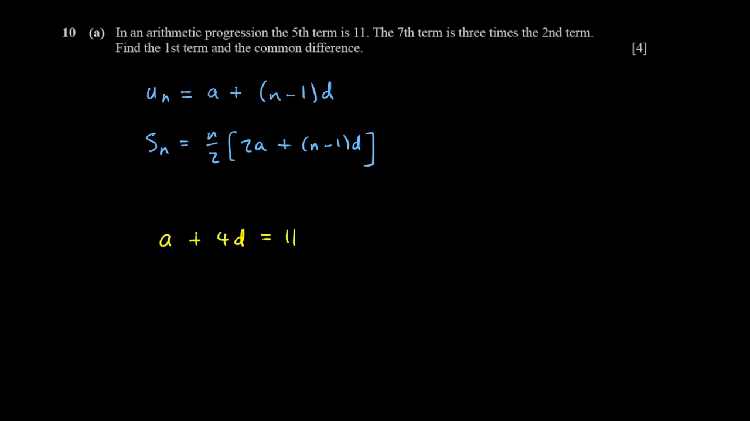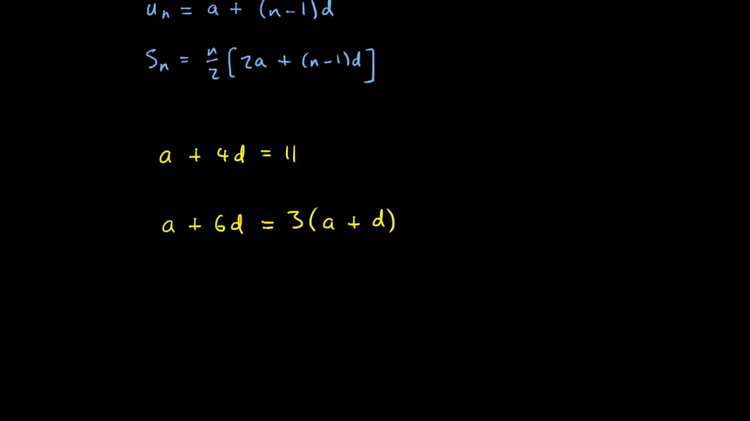Okay, well, the seventh term is 3 times the second term. So how could we write the second term? The seventh term is going to be a plus 6d. And we're told that that's going to be 3 times the second term, and the second term will be a plus d, right? Because 2 minus 1 is 1, 1d. Now we want to find the first term and the common difference. Well, essentially, this is going to be using simultaneous equations.